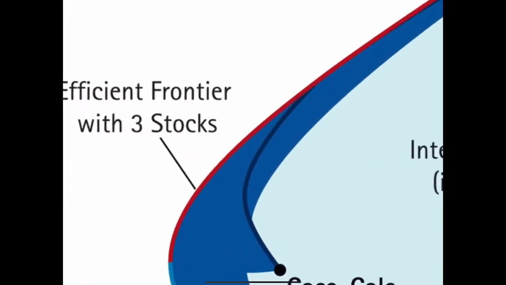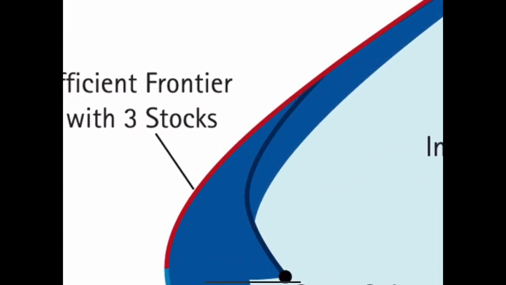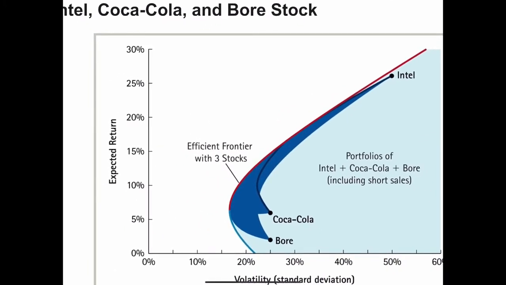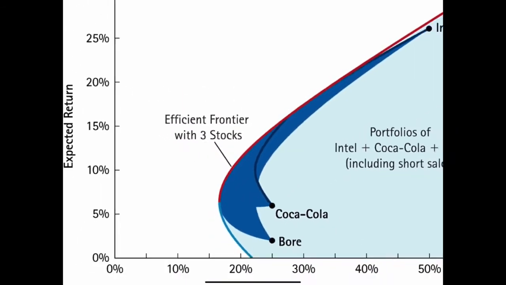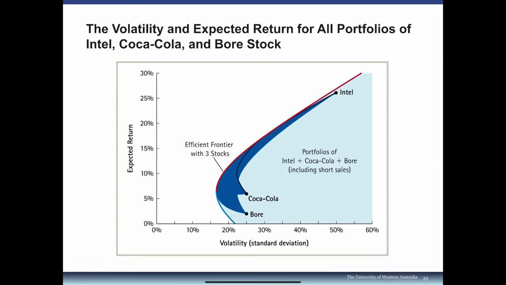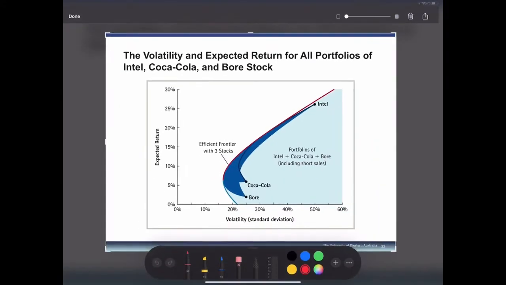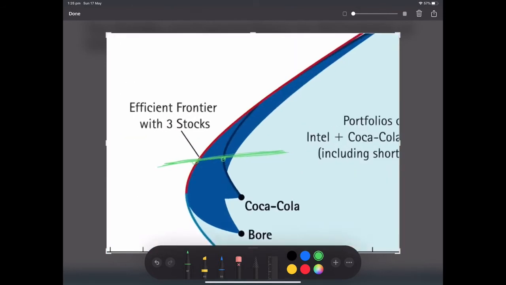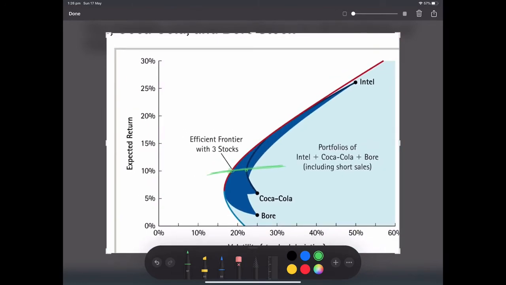Let's pick a point over here, this point and that point. I can't really draw in front of you, so imagine those two points. Actually, let me take a screenshot and see whether I can draw something on it. All right, let's pick a green color. If you pick these two points over here, this one is a combination of Intel and Coca-Cola, and this one is a combination of Intel, Coca-Cola, and Ball through some sort of weight combination.